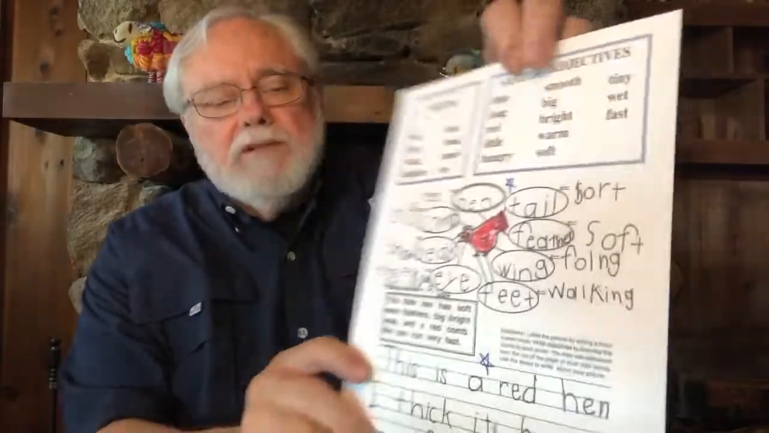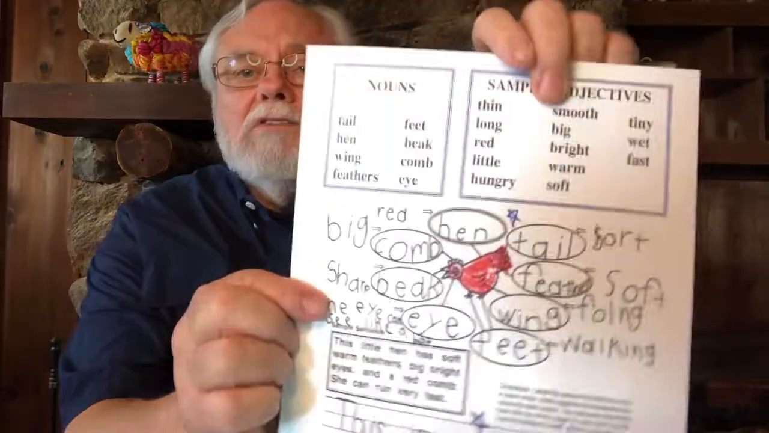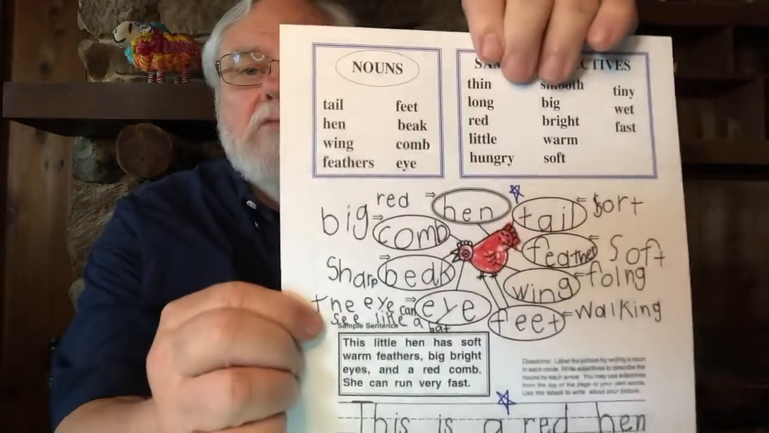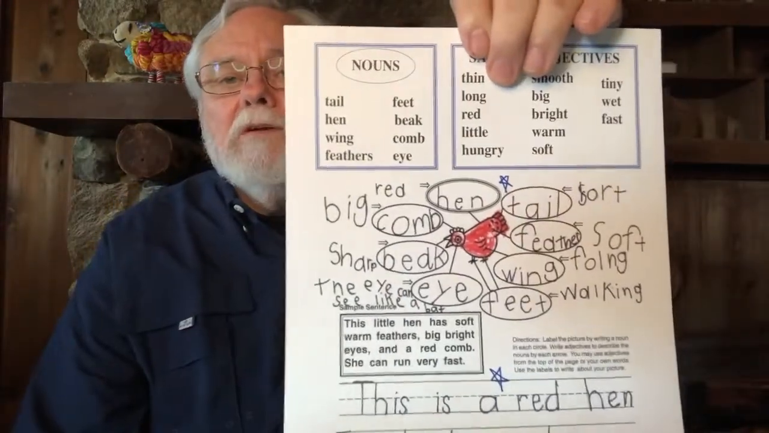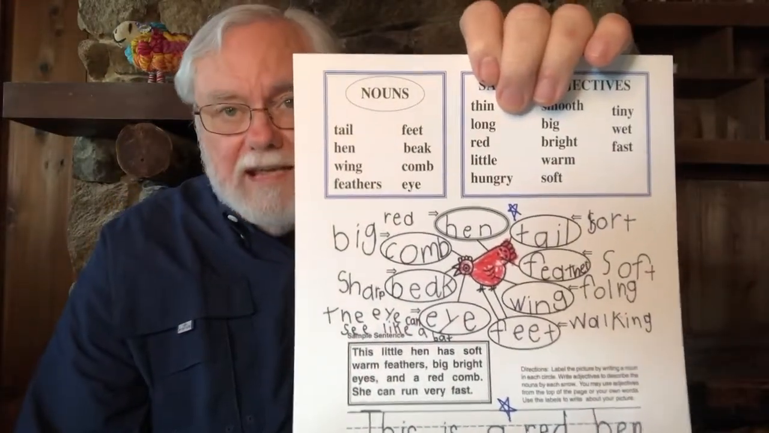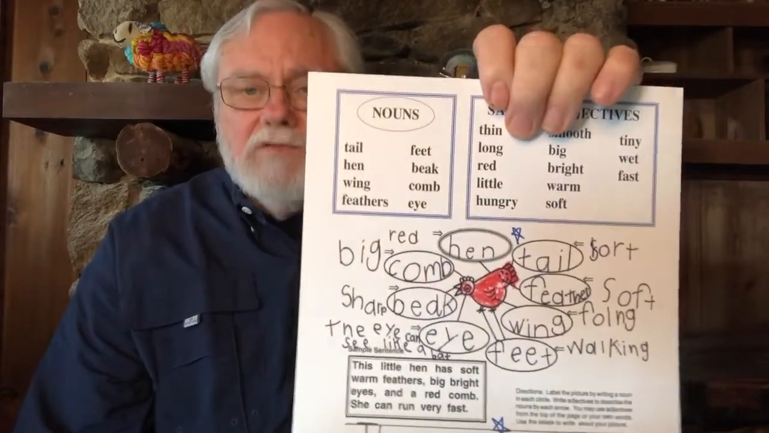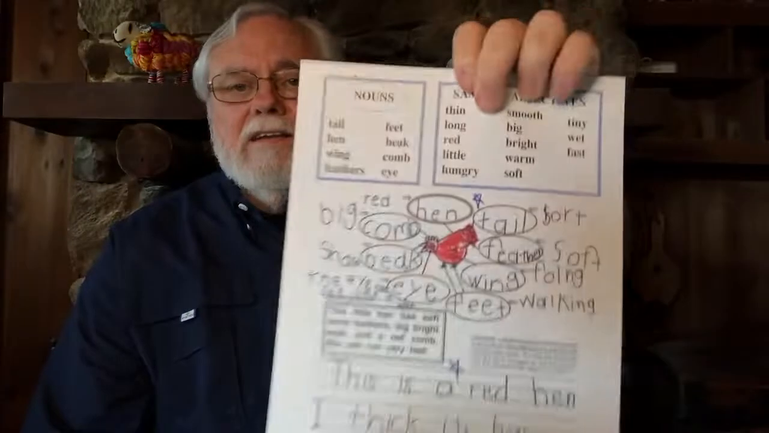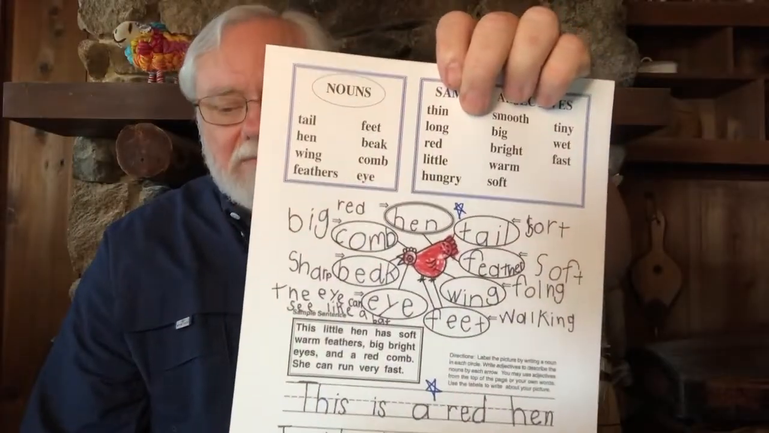And so when this child finished their paper, they had a red hen with a big comb, a sharp beak, a short tail, a soft wing, and then they got down here to the eyes. And just like one child I was telling you about wrote eyes as dark as a cave, she wrote a different simile for the eyes. And this child wrote, "The eye can see like a bat."